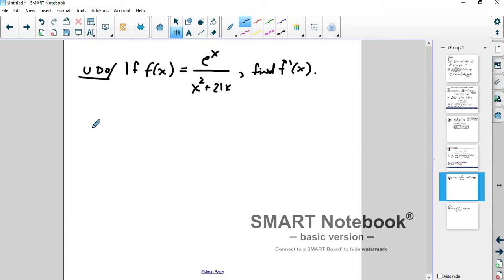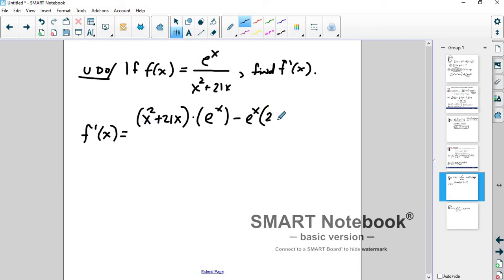Okay, so let's take a look at f prime. The rule is you want to do the bottom times the derivative of the top. The top is e to the x, so its derivative is e to the x. Minus the top times the derivative of the bottom. The bottom is x squared plus 21x. The derivative is 2x plus 21. All of that over x squared plus 21x all squared. I will show you, that's the derivative, you're done right there.